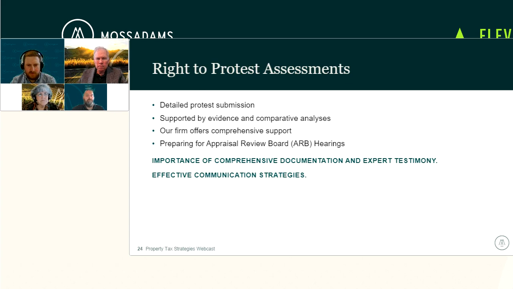So if you believe that your property's assessment doesn't accurately reflect its true value or the current market conditions, you have the right to file a protest in Texas. This process involves submitting a comprehensive protest to your local county appraisal district. And to strengthen your case, it's important to back your protest with solid evidence.